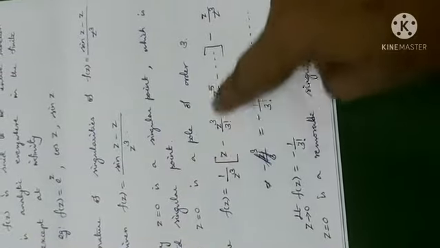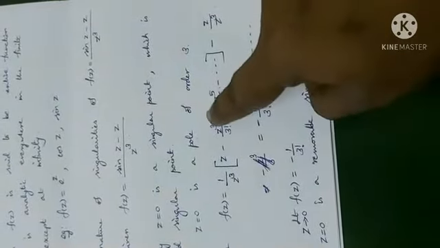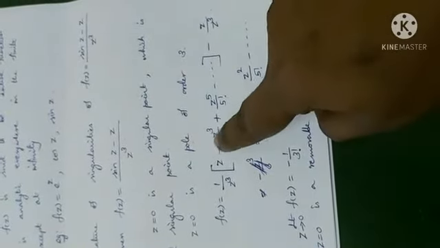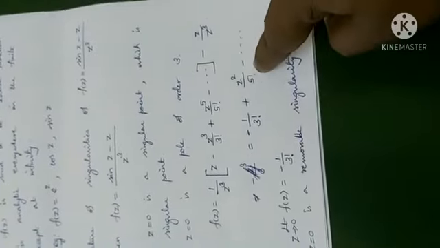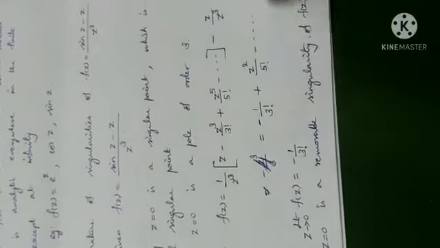The plus z by z cube and minus z by z cube get cancelled. Then 1 by 3 factorial remains with a negative sign, and the next terms z power 5 by z cube become z square. So this is the answer and this is our Laurent series.